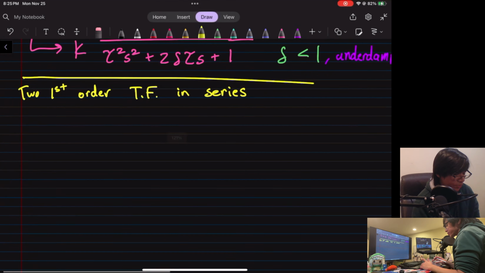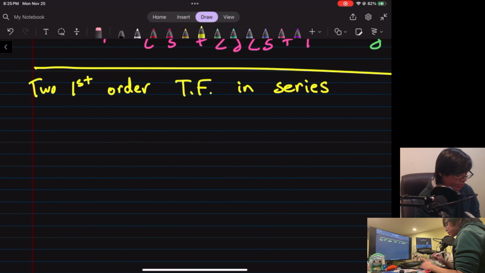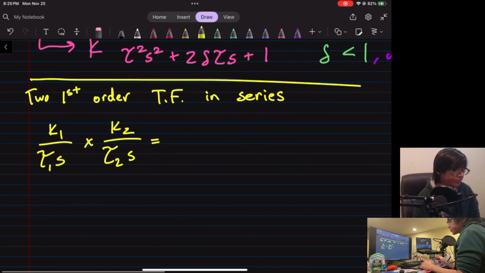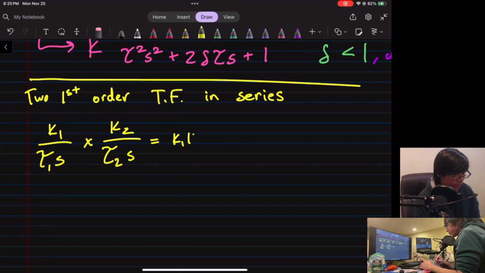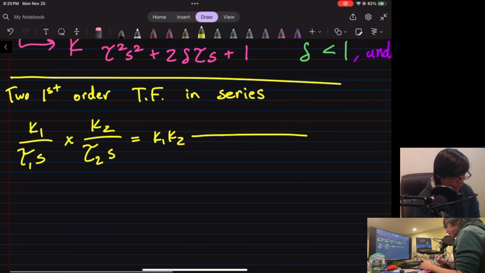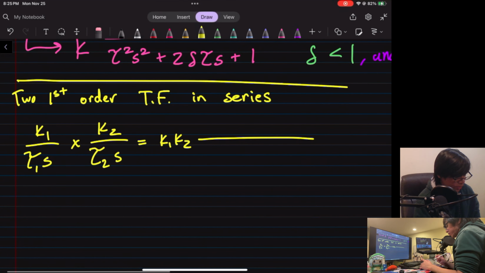So in series we would have k1 over tau 1 s plus 1. These don't have to be the same k's and taus, even though we made them the same in our previous examples. We want to do what we normally do. This is the product of two transfer functions in series, so I'd be multiplying.